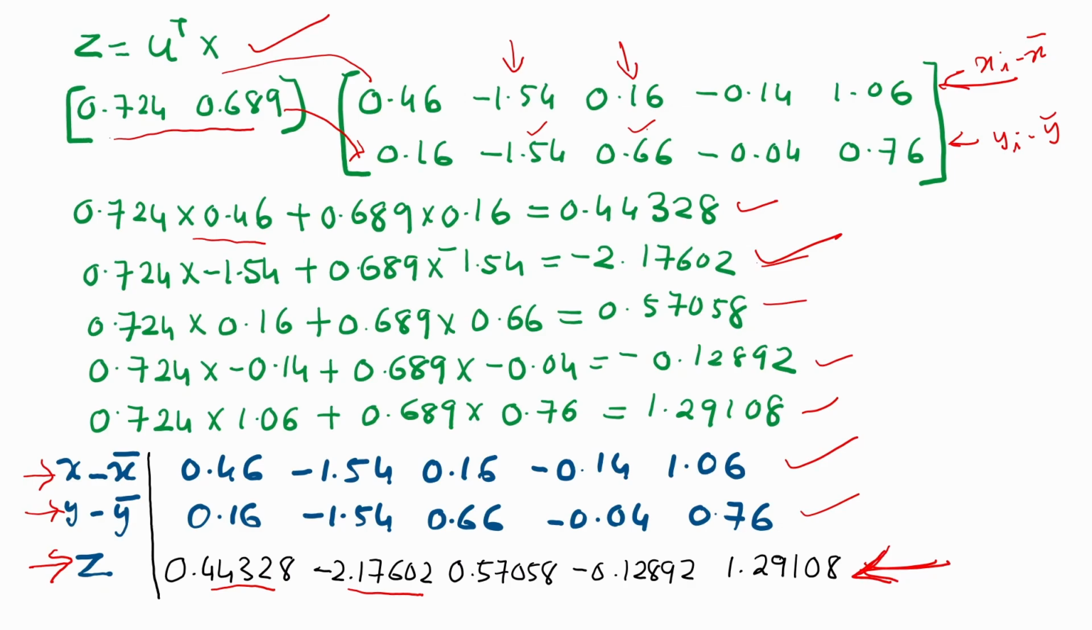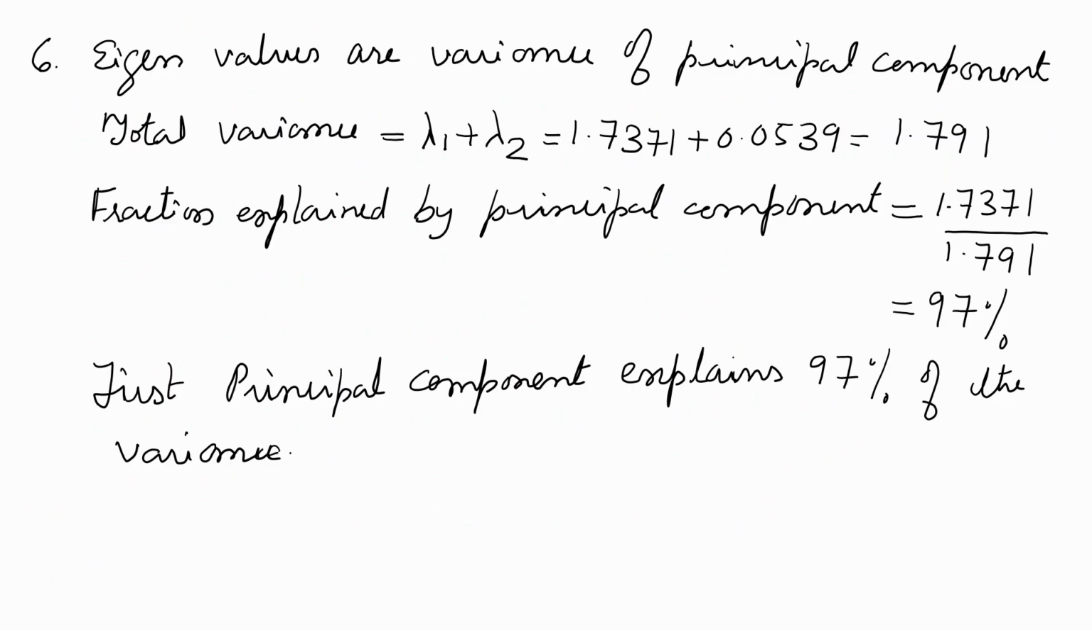One more thing you need to understand is how the variance is taken care of. I was saying the first principal component represents the maximum variance, and I'll show that also. Eigenvalues represent the variance of the principal components. So the total variance is lambda 1 plus lambda 2. Lambdas are our eigenvalues. We found the eigenvalues as these two values, 1.7371 and 0.0539. This is the sum of both the eigenvalues.